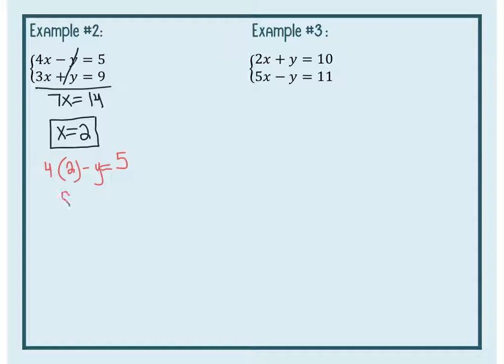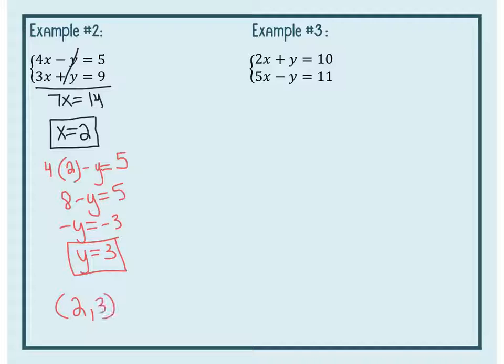Then we distribute. We have 8 minus y equals 5. Subtract 8 from both sides. We get negative y equals negative 3. Divide by negative 1. We get y equals positive 3. So my final solution is (2, 3).